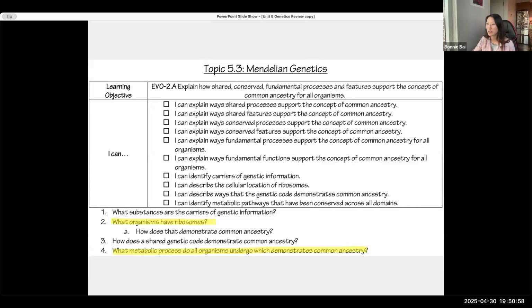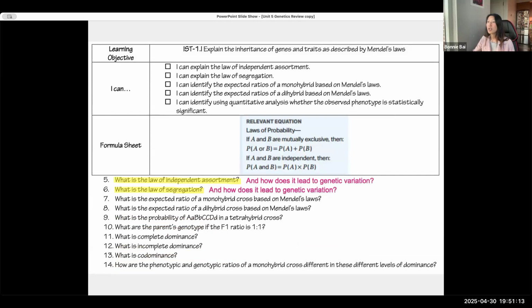We talk about these questions: common ancestry, ribosomes, Mendelian genetics, thinking about how genetics is related to common ancestry as well. Metabolic pathways. Oh, laws of probability. The multiplication rule and the addition rule. What you see over here with the blue box is given to you on the test. If you understand what it's trying to say, like A and B are mutually exclusive, then A or B means plus, A and B means multiplication. So that's really good.